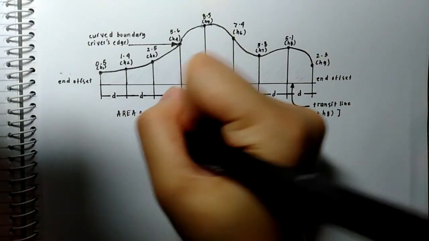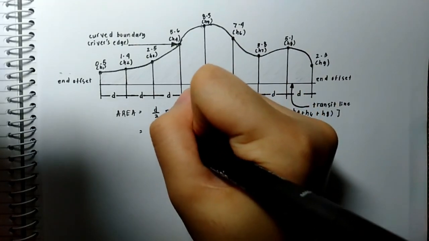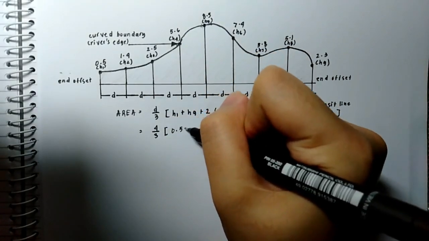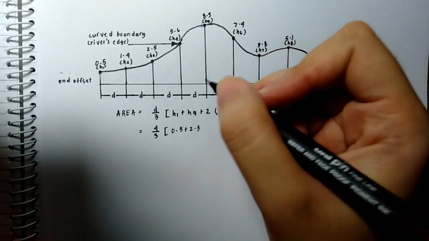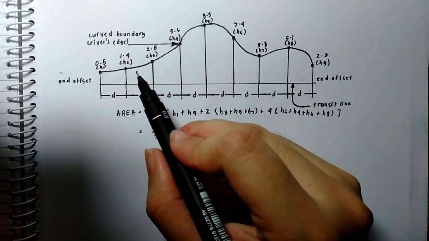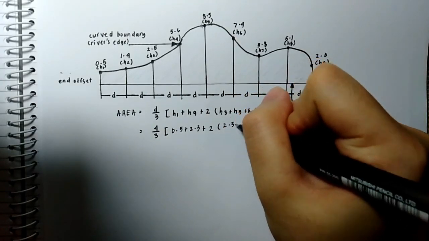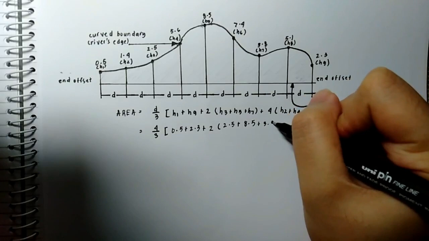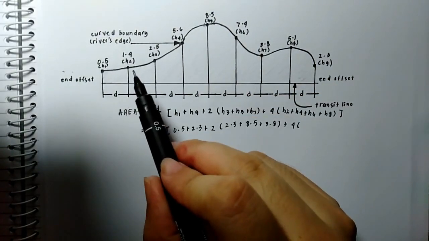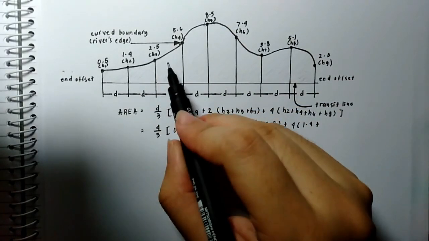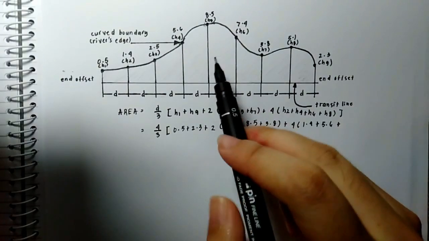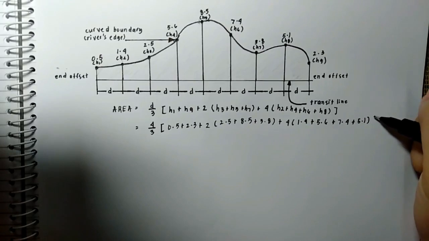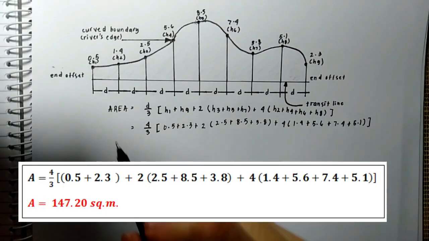So, the distance is 4. So, 4 over 3. What is our h1? It is 0.5. So, we will put 0.5 here. The h9 is 2.3 plus 2. h3, what is our h3? It is 2.5. h5 is 8.5. The h7 is 3.8 plus 4. For the h2, it is 1.4. For the h4, it is 5.6. For the h6, it is 7.4. And for the h8, it is 5.1. So, now our data is complete here. We can now solve for it.